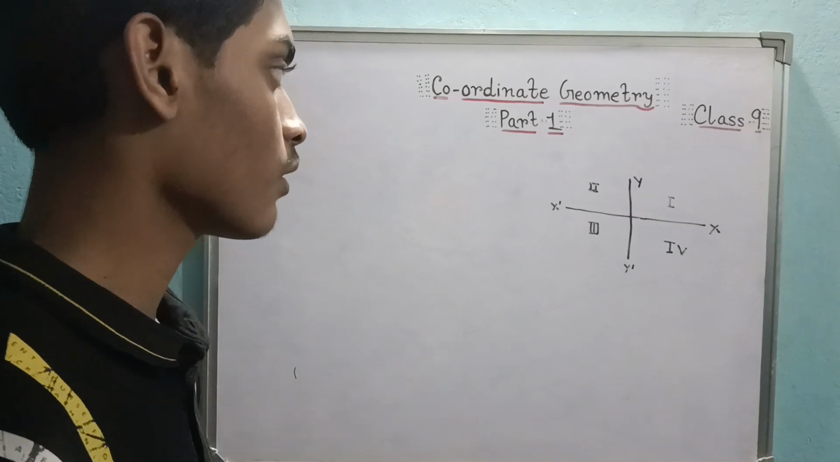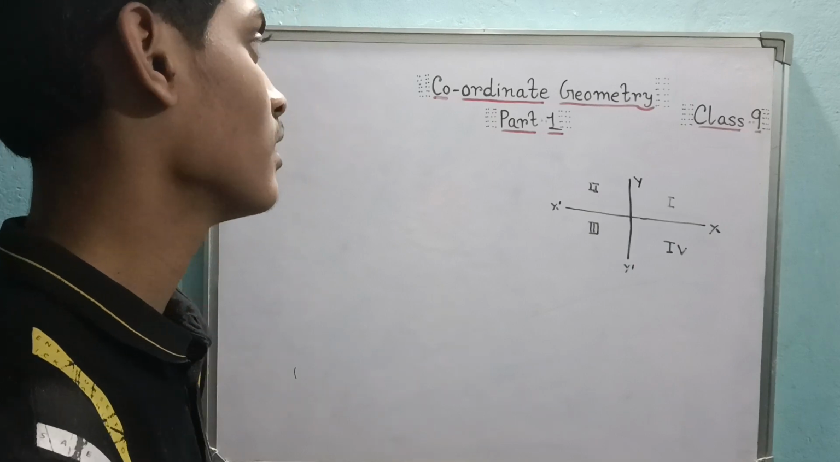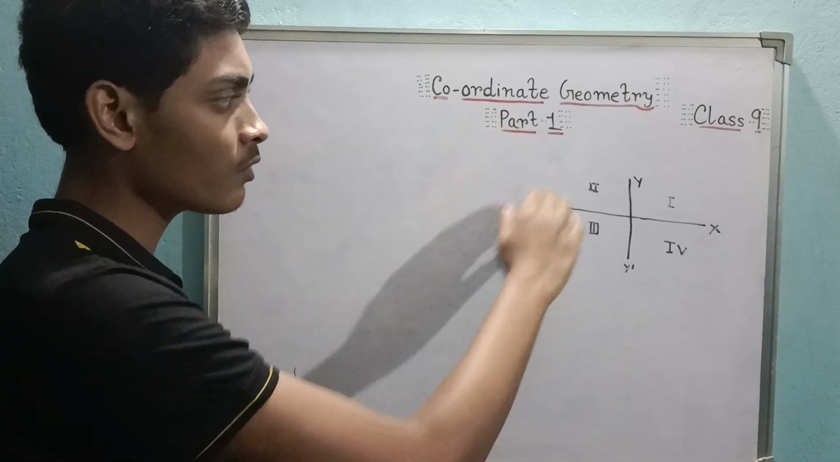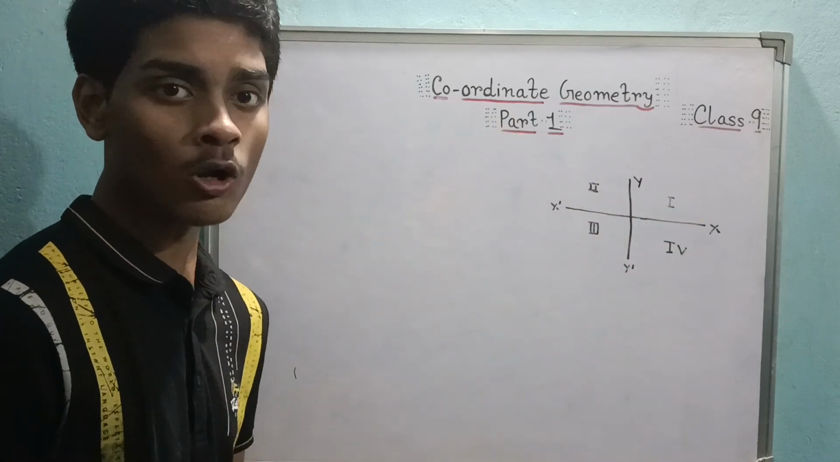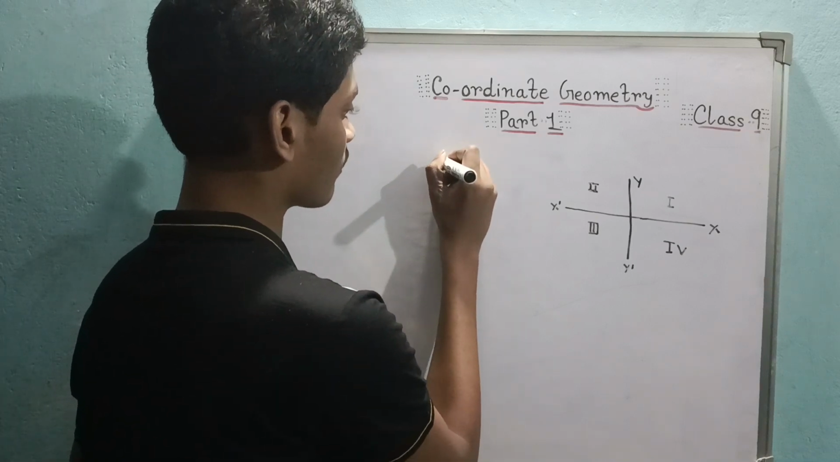How do we plot points? Before going into plotting of points, what is actually a coordinate? Coordinate geometry is plotting of coordinate points on this plane. But what is a coordinate? It's easy. Suppose it is like this.